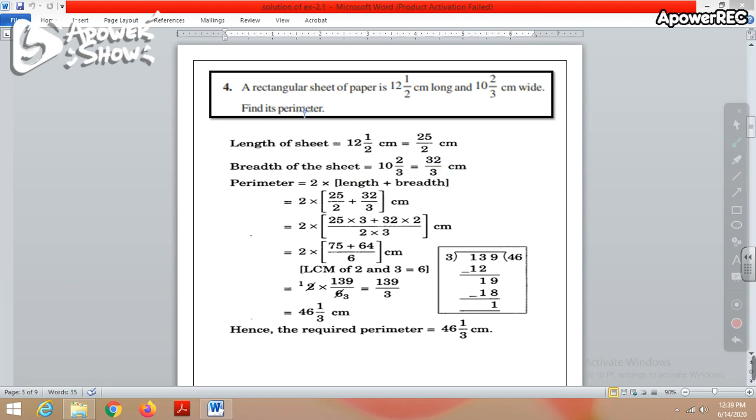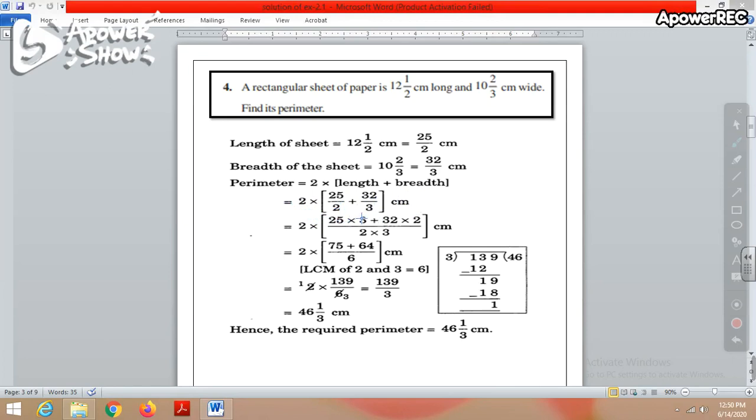So since this sheet is rectangular in shape, we are going to apply the formula of perimeter of rectangle. In class 6th you learned that perimeter of rectangle is 2 into (length plus breadth). So now substitute the value of length and breadth in the formula. After substituting we get perimeter equals 2 into (25 by 2 plus 32 by 3) centimeter.